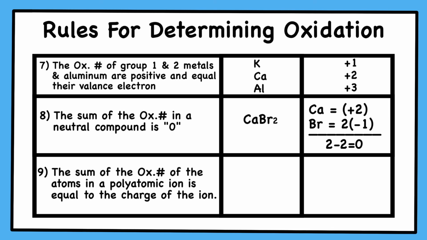Finally, the sum of oxidation numbers of the atoms in a polyatomic ion is equal to the charge of that ion. So in SO3 2-, we would have three -2 charges coming from our oxygen. This gives us a total of -6 oxidation number. In order to get that to a -2 charge, this means our sulfur must have an oxidation number of +4. -6 plus +4 equals -2.